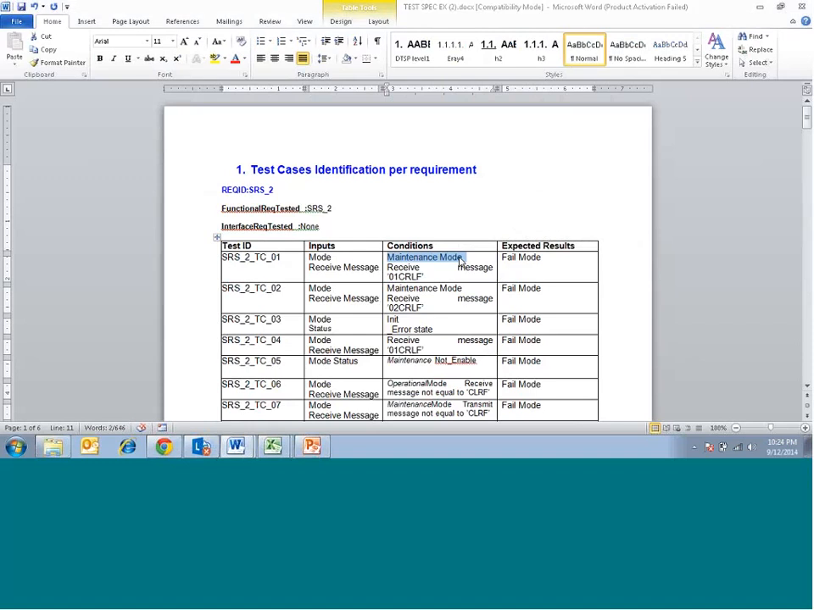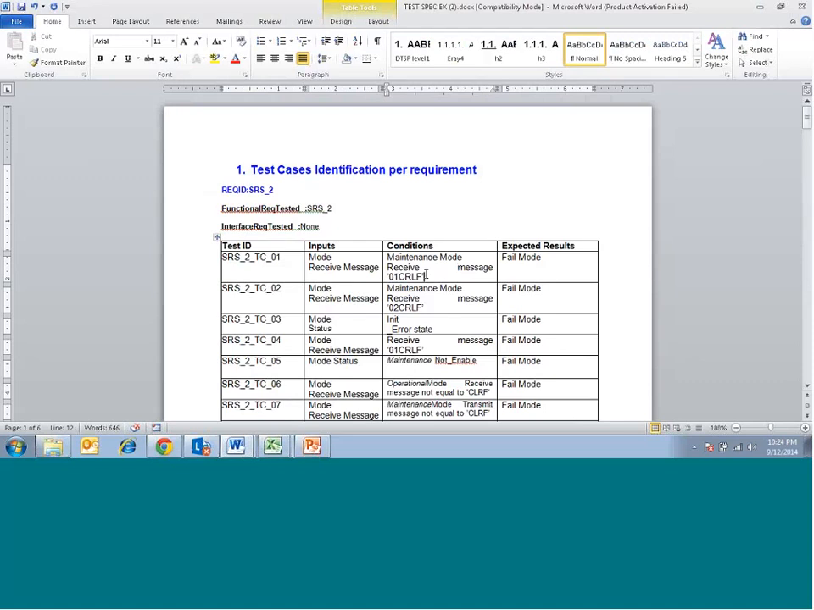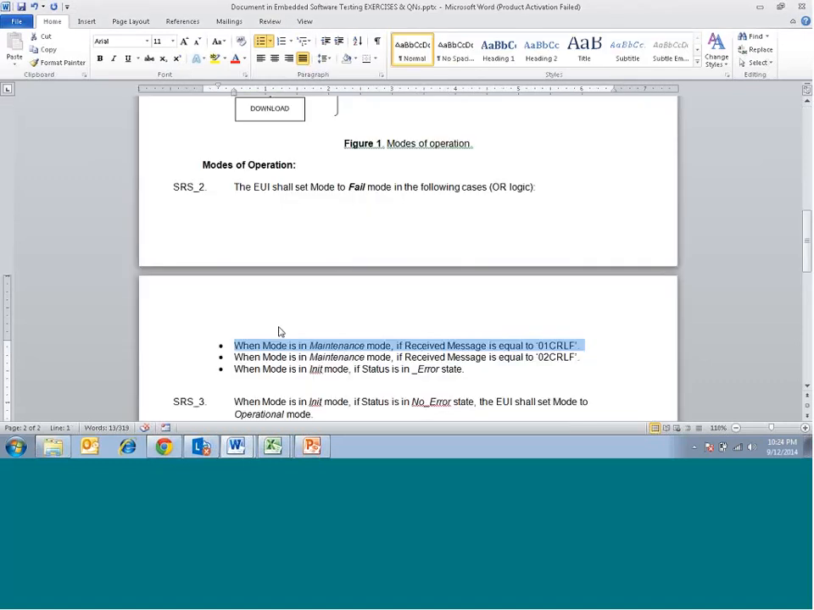Yes, this input is satisfied, and we get a received message of 01 CRLF. Don't worry about what CRLF is, that is a message. Just assume that, because our emphasis is to test this portion, not the actual data. Maybe for robustness we can define a message other than 01 CRLF later, but we will start with a normal case, where we feed two inputs, maintenance mode and a message with 01 CRLF. Directly as per the requirement, we should go to fail mode.